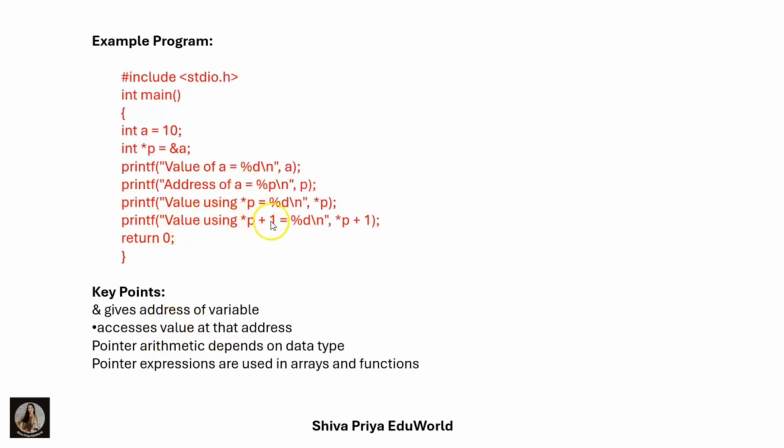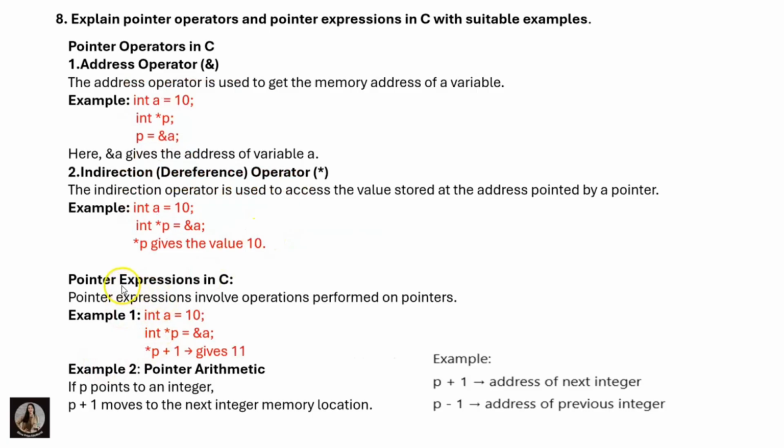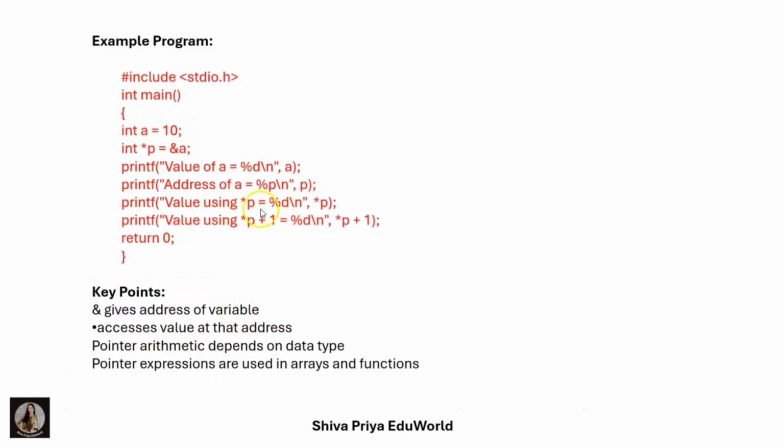After that, p plus 1. I am using this pointer expression in C. P plus 1, that's why it will give the value 11. Clear? The star p will be 10, then star p plus 1 will be 11. Address gives the address of the variable and asterisk accesses the value at that address. Pointer arithmetic depends on the data type, and pointer expressions are used in arrays and functions as well.